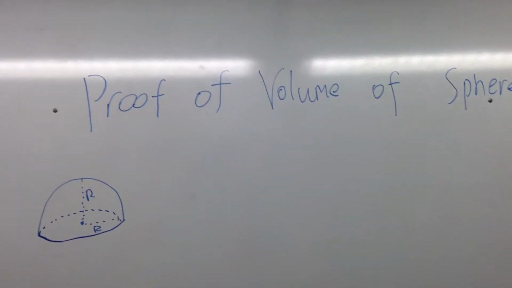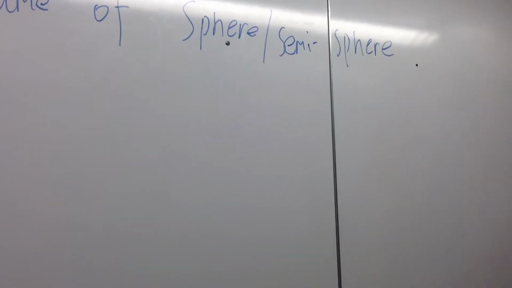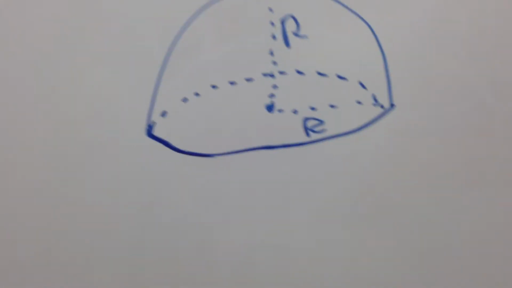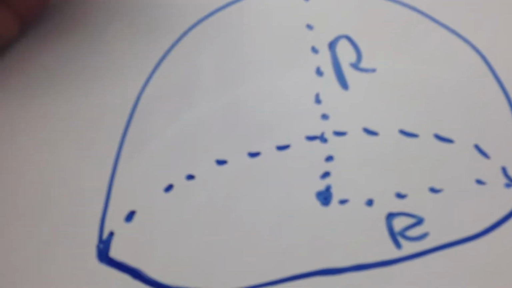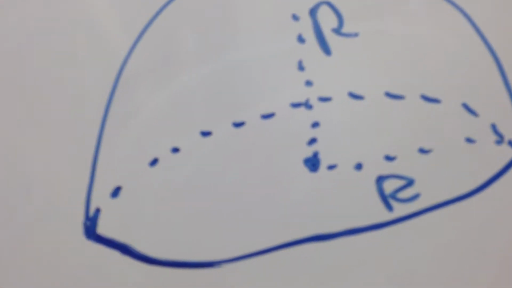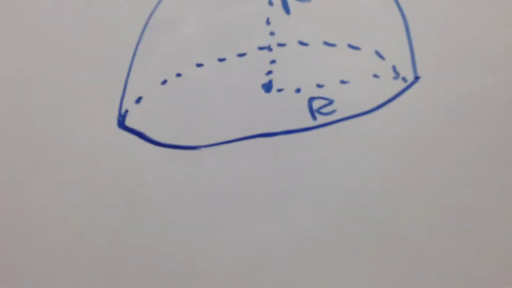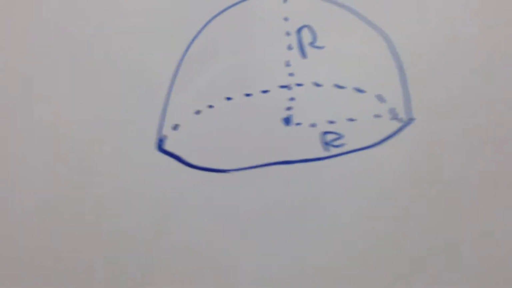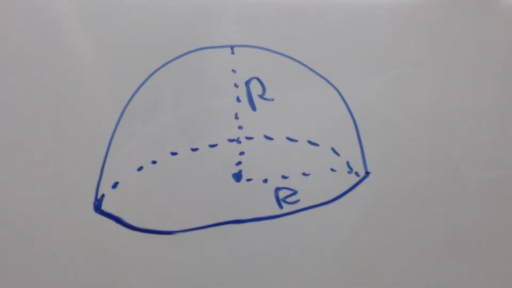So again, the other topic we were talking about was the proof of the volume of a sphere, or the volume of a semisphere. Here's a semisphere. Now we can start. From the center to any point on the side of a semisphere, the length is always the radius. In case you don't know that, you can check online, but you should know that by now. So how do we figure out the volume of a semisphere?